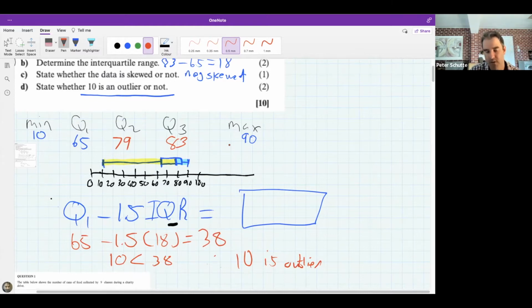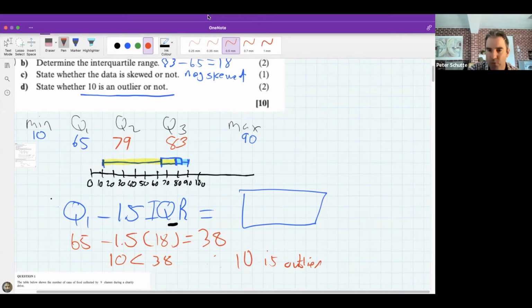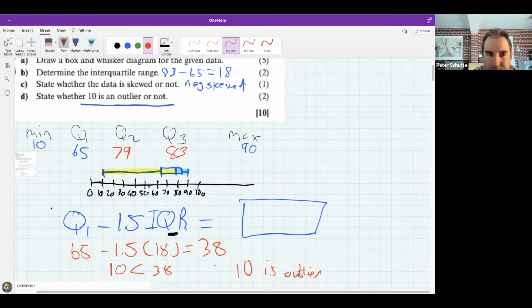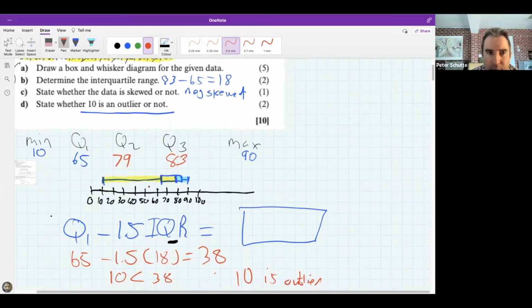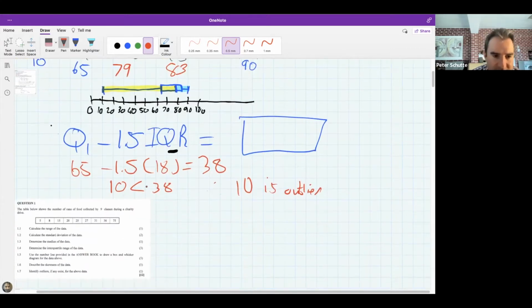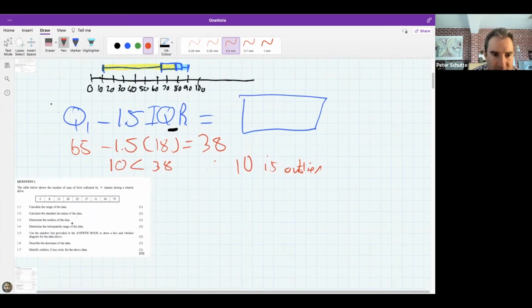If you want the upper bound, it's Q3 plus 1.5 times the IQR. Are there any questions or comments before I move on? Any questions or comments before I move on? I'm going to do a different question now. Okay, you handled that pretty well. So that was good. Let us do this next question.